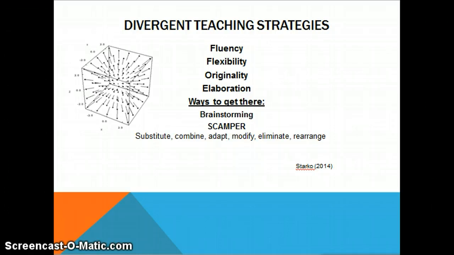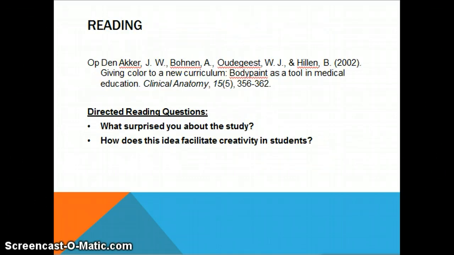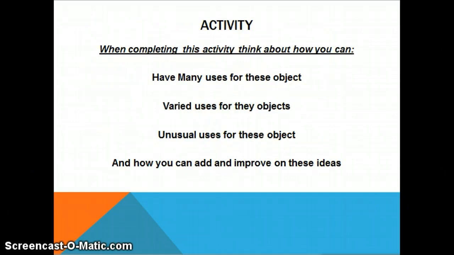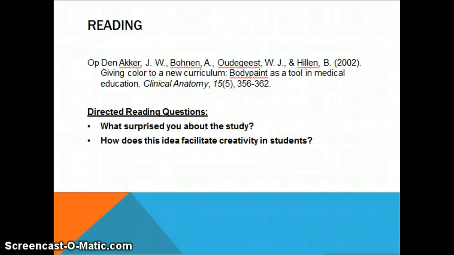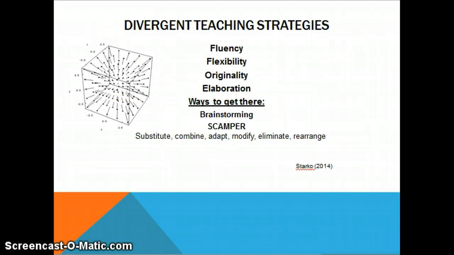So, without having explicitly known it, I'm just going to flip back here to the activity we did, and I asked you to devise many uses for an object, varied uses for an object, unusual uses for an object, and how you can improve on those objects. And you'll see here that I've actually got keywords put up within divergent teaching strategies that are fluency, flexibility, originality, and elaboration.